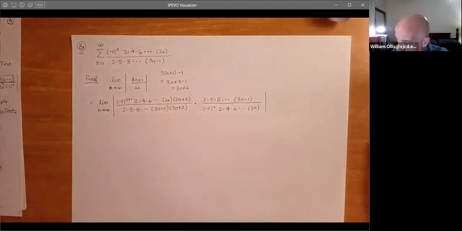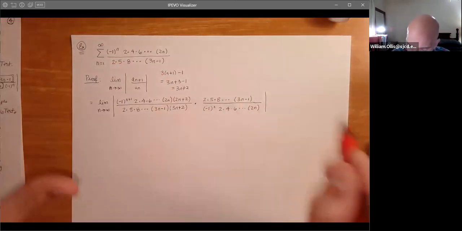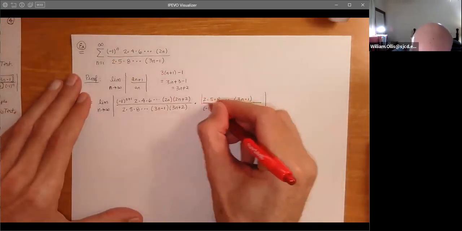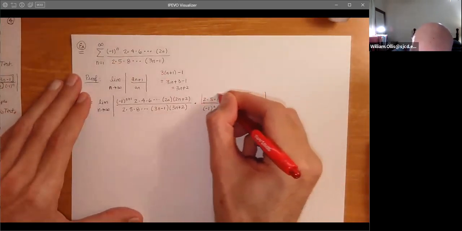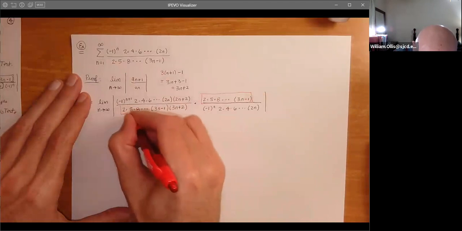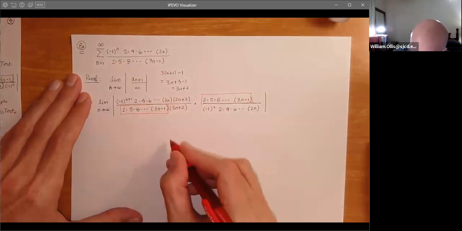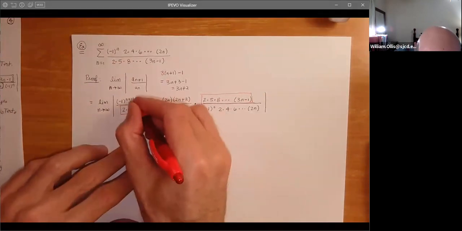Now, this is where we don't have to work so hard. Notice, this is where you think, wow, look at the ratio test. Absorb all of this. You don't even have to rewrite it. All of this goes away. Absorb. Same here.